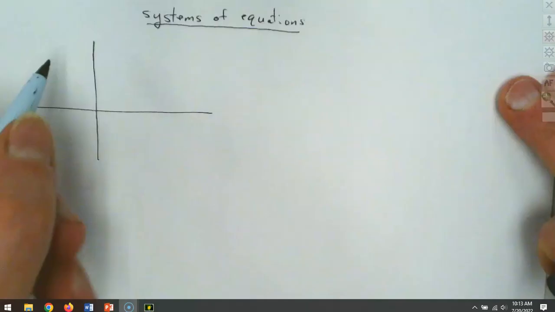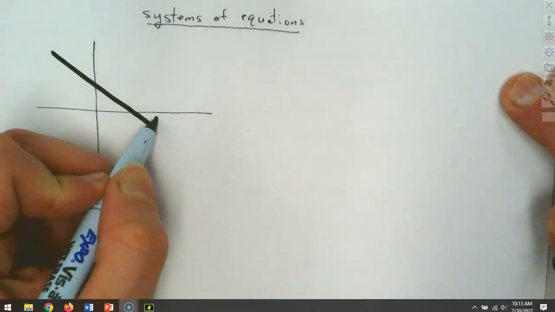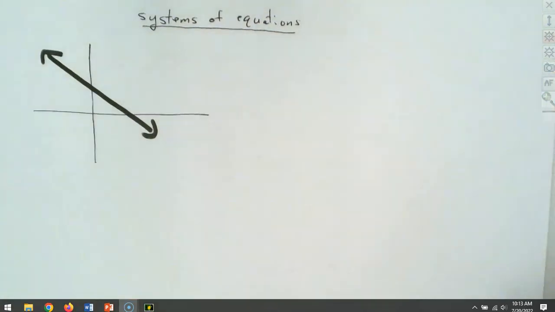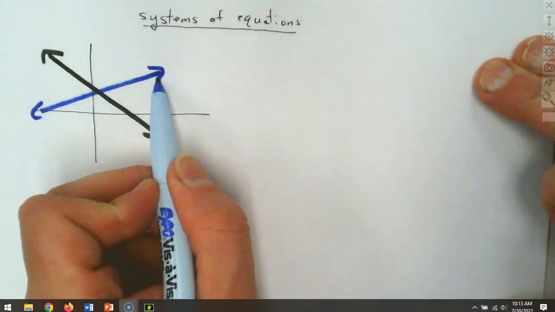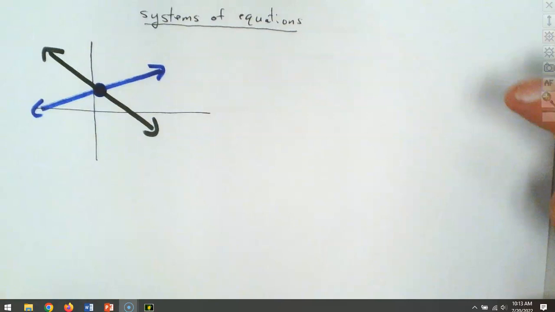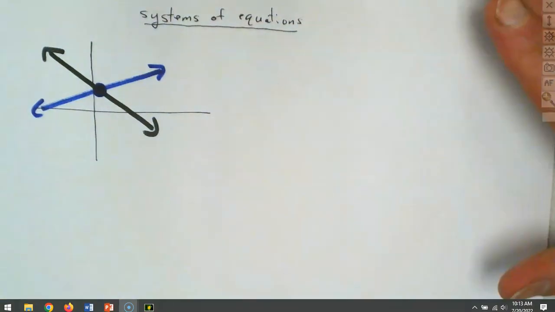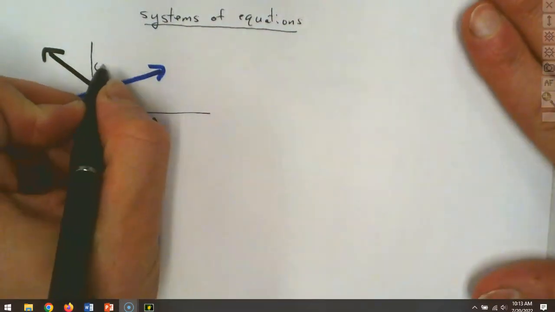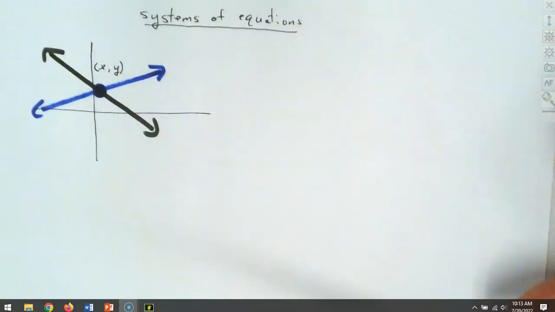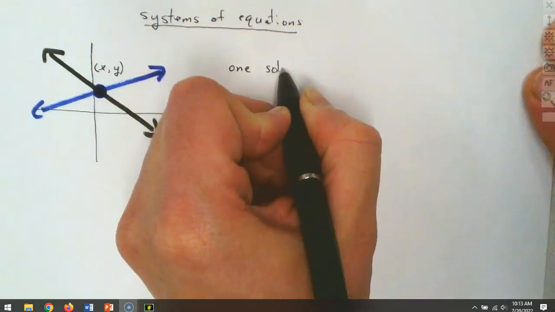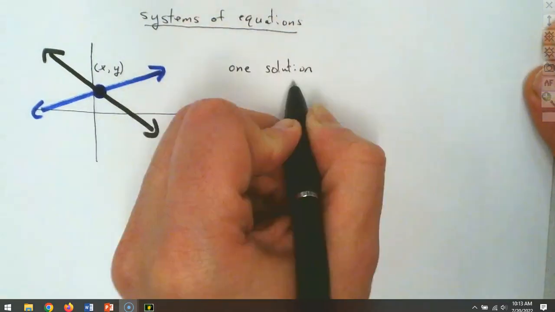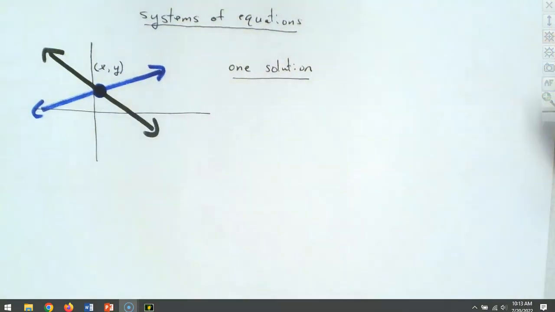You can have two lines that look like this, and we're going to find out where these lines intersect. That's what we're going to be doing. It's going to be an ordered pair. So we've got two equations, two variables, and they're lines. And this has one solution, because they cross at only one spot.